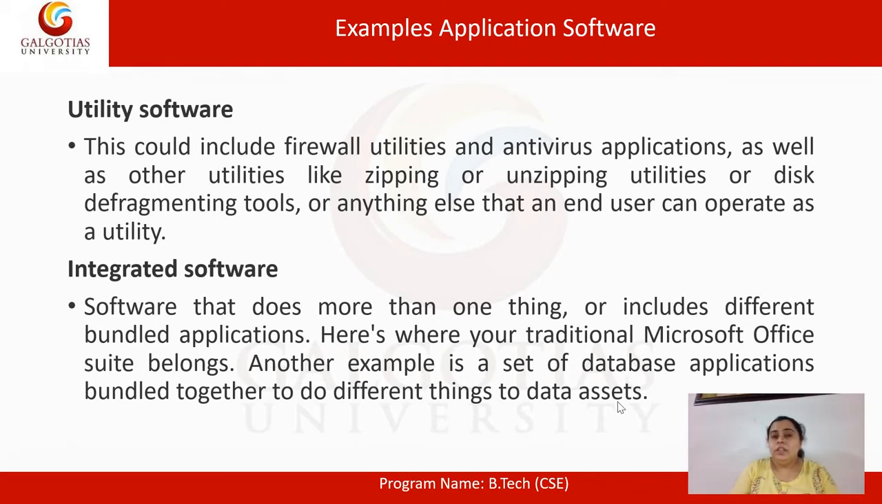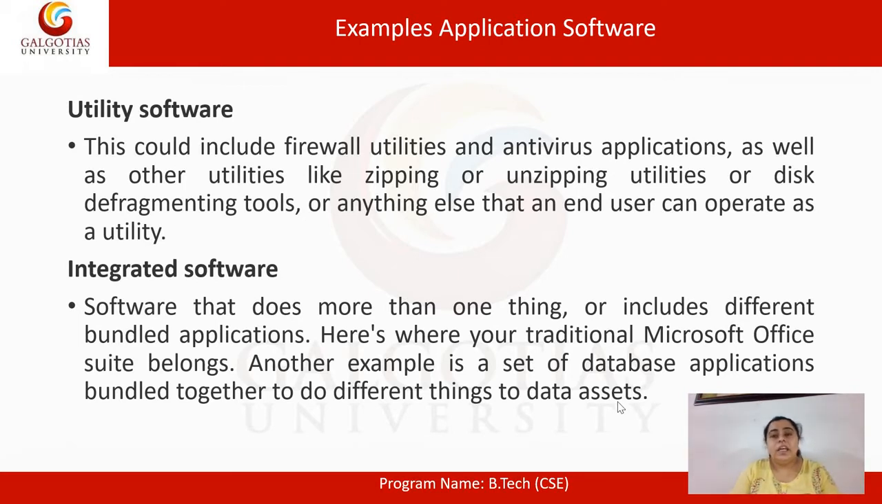Now, what do you mean by a utility software? When your application software is doing only one kind of task, then it becomes a utility software. This could include a firewall. It can be WinZip, WinRAR, the softwares that we use. It can be an antivirus application. Okay, it can be a defragmenter tool. I hope you have used all these things.